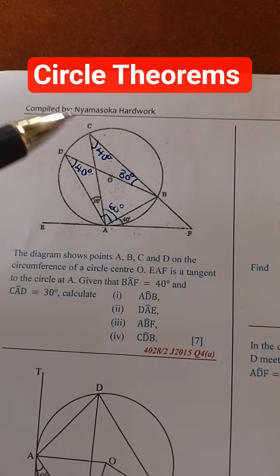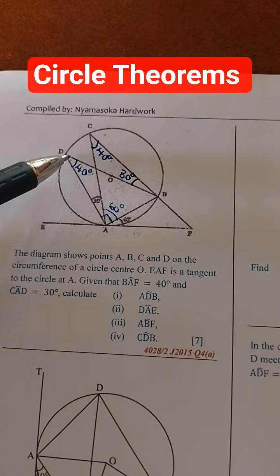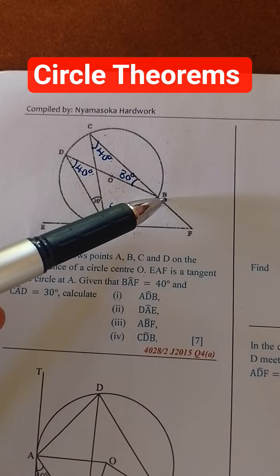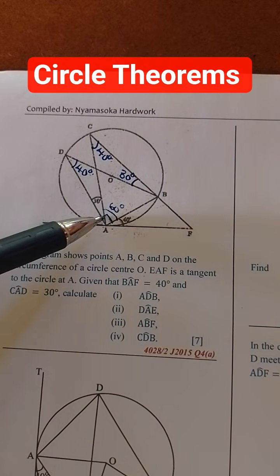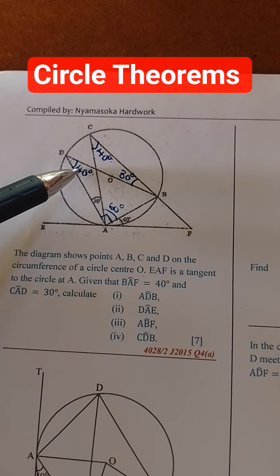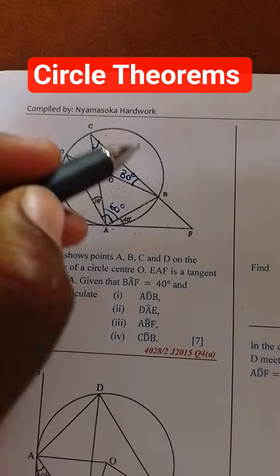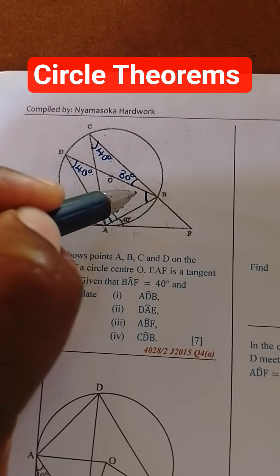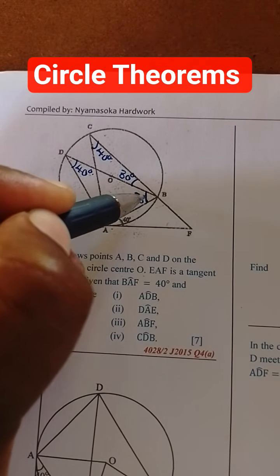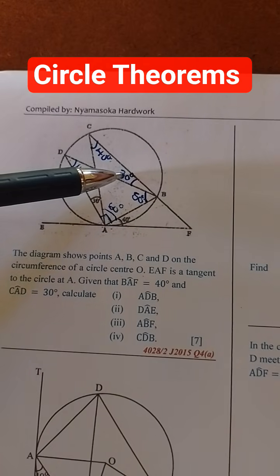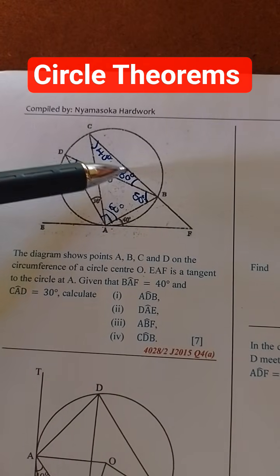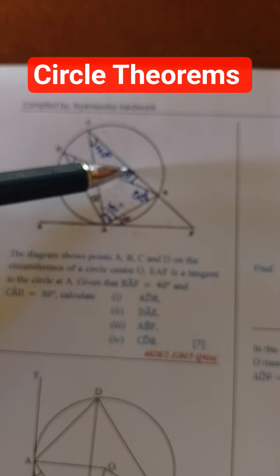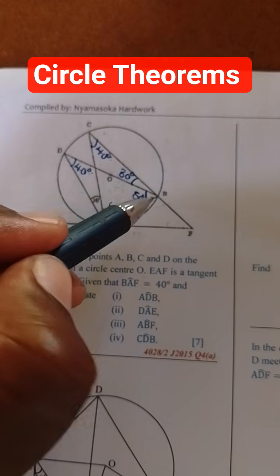Right, then we now have this triangle ADB. This 90 plus 40 is 130. From 180, we get 50 there. 50 degrees. So 50 plus 30 is 80. This is a straight line. 80 from 180, this is 100.